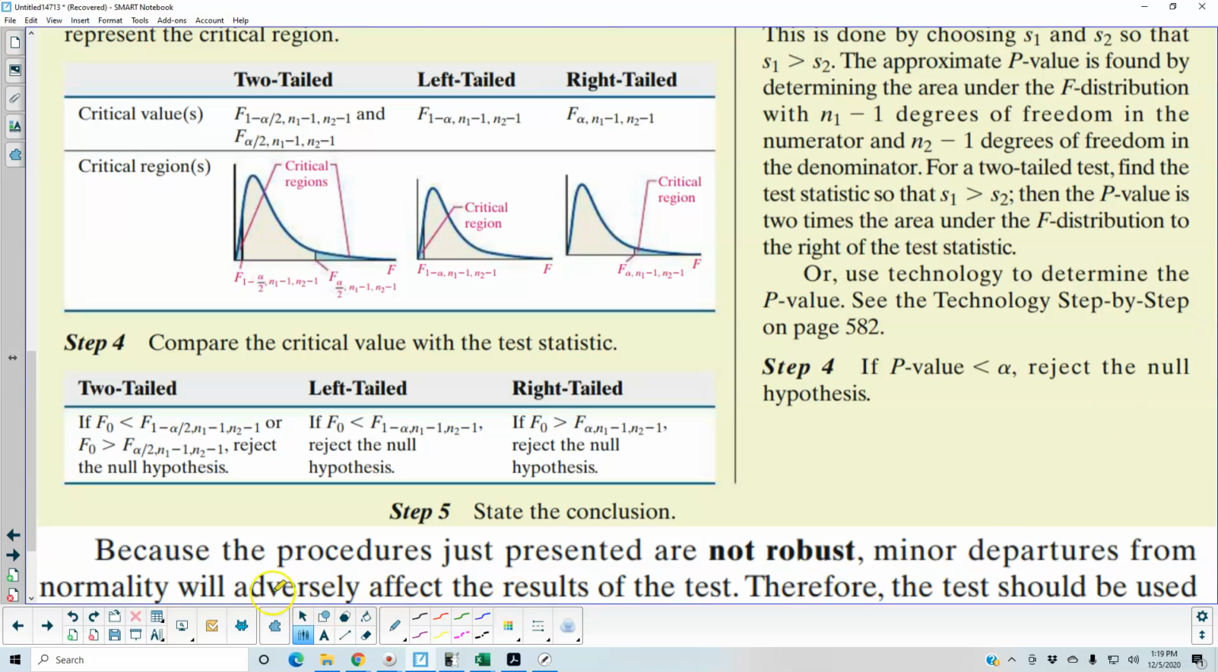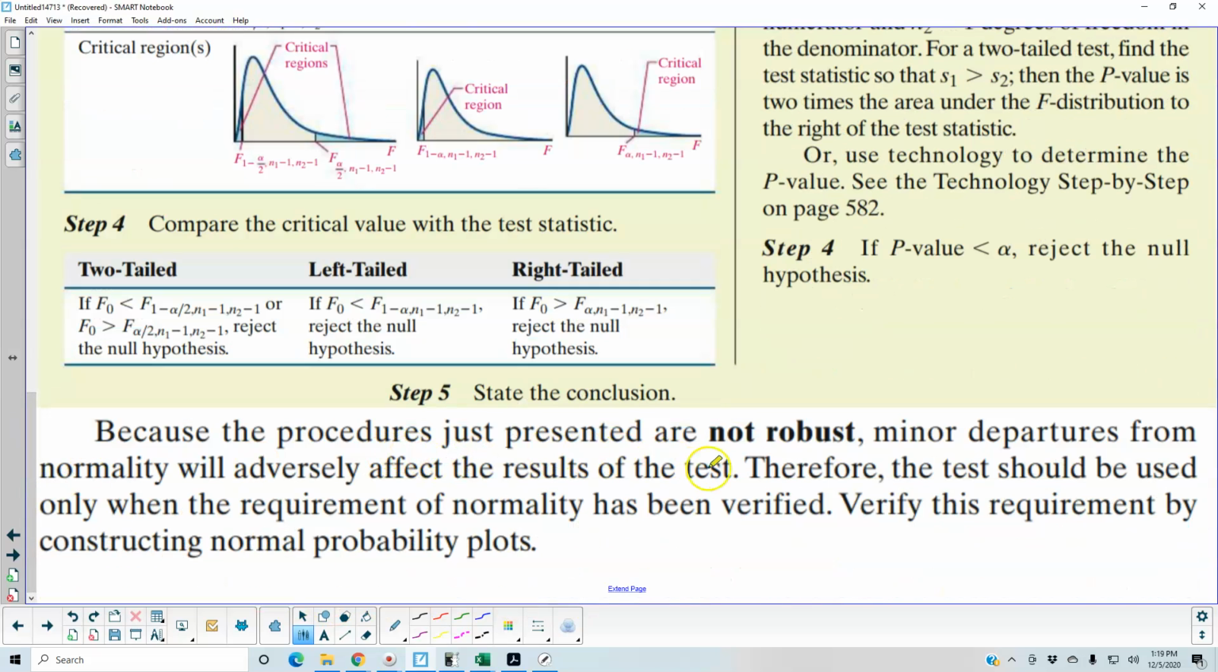Now, because the procedures just presented are not robust, minor departures from normality would adversely affect the results of the test. Therefore, the test should be used only when the requirement of normality has been verified. Verify this requirement by constructing normal probability plots.